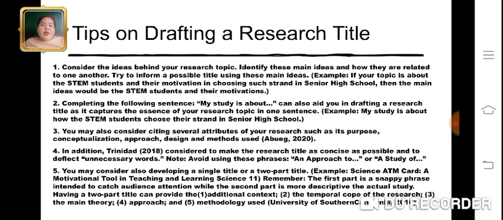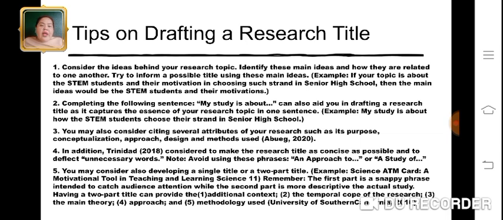Number 3, you may also consider citing several attributes of your research such as its purpose, conceptualization, approach, design, and method used. And that is according to Abweg 2020.